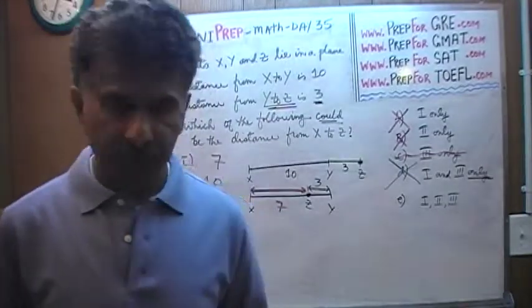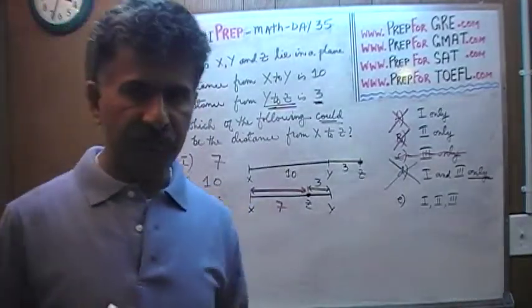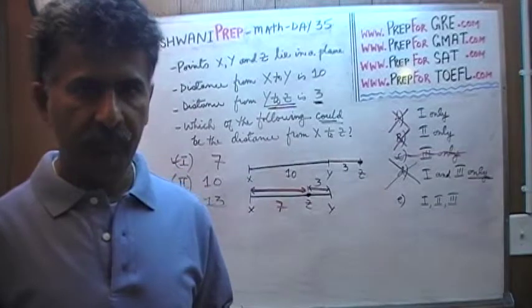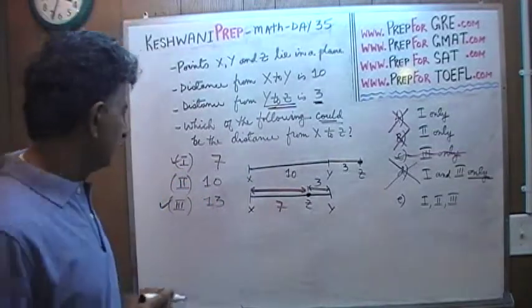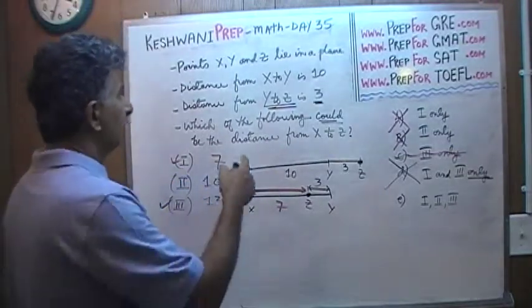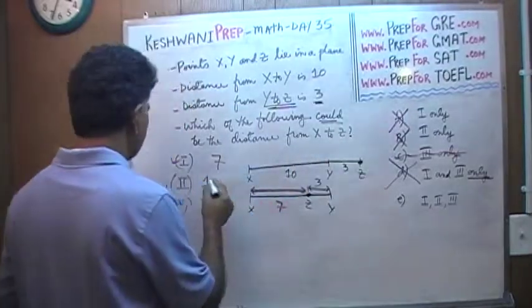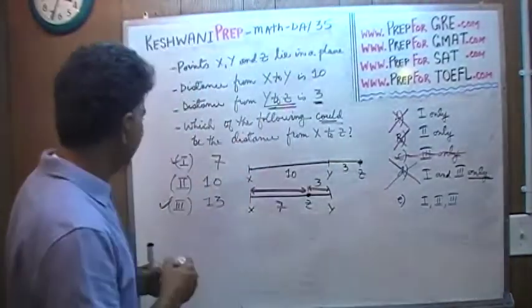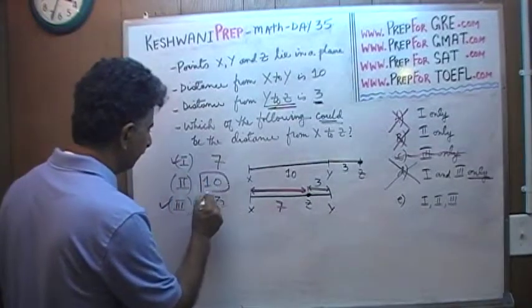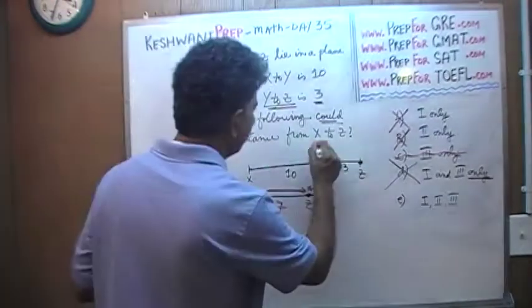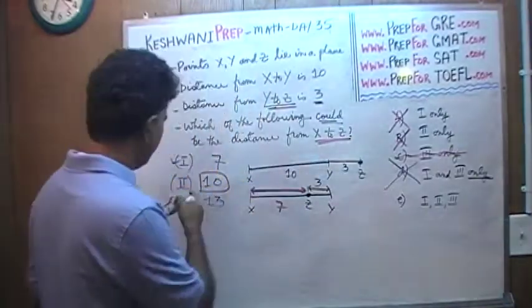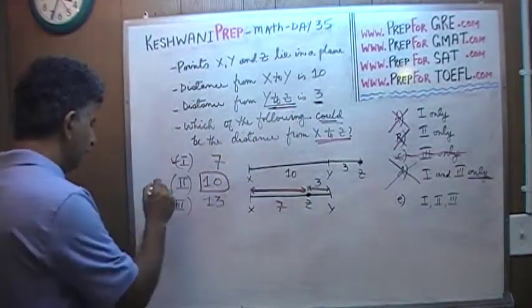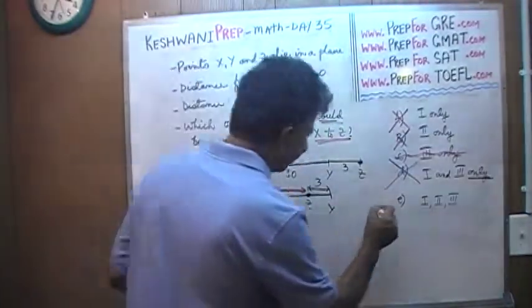I want you to pause the video one more time and think as much as you have to, do whatever you have to do, and figure out how in the world the distance from x to z can be 10. I do not know how. You tell me. Distance from x to z, can it be 10? The answer is yes, because the correct answer is this.